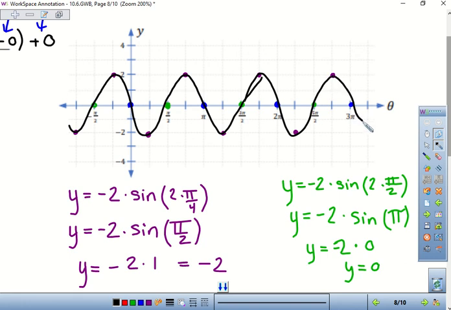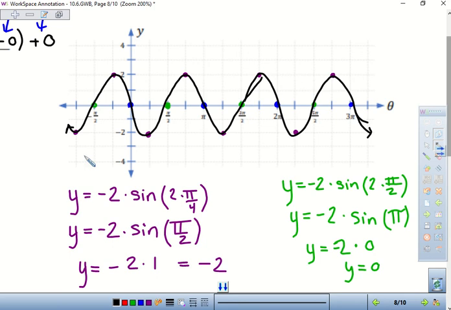So not only is this graph having a smaller period, okay, it's happening quicker, right? Squished, more squished. It also has a greater amplitude. It's stretched this way more. And anybody else notice any other difference about it? It's actually reflected over the x-axis.